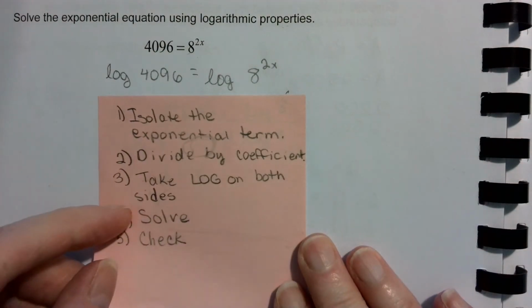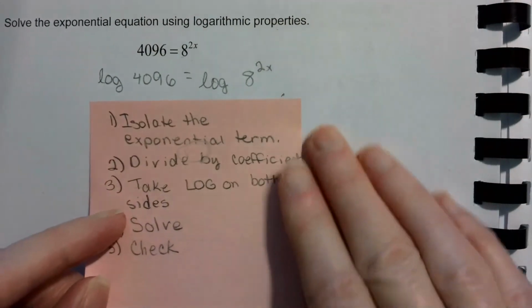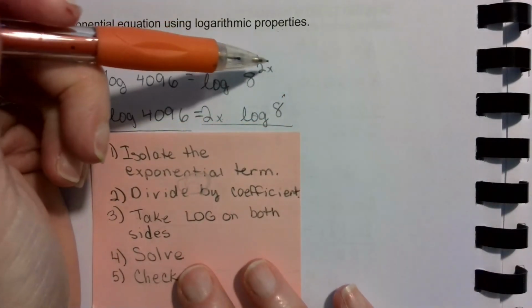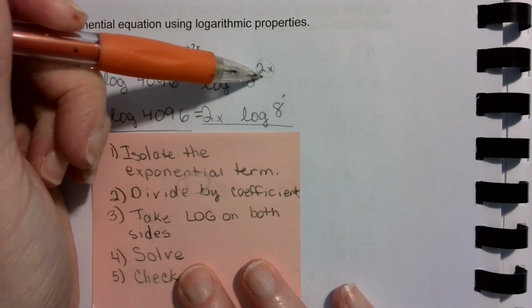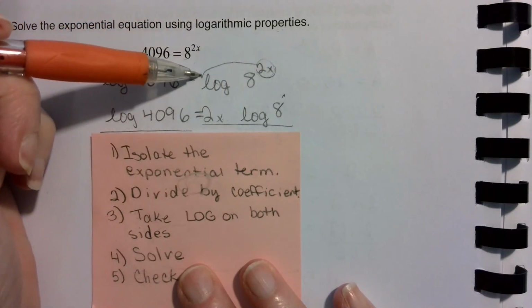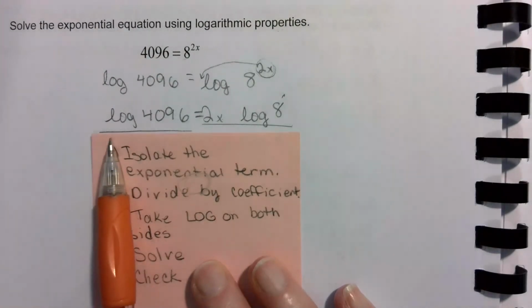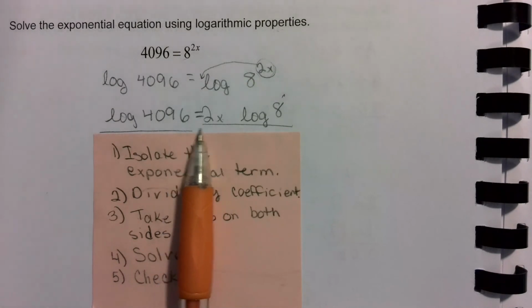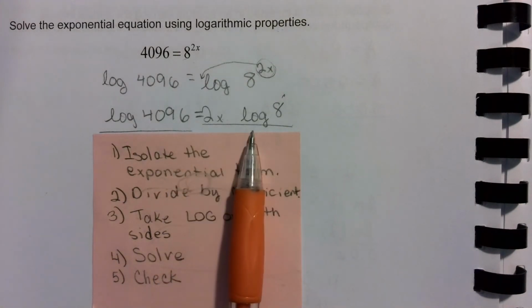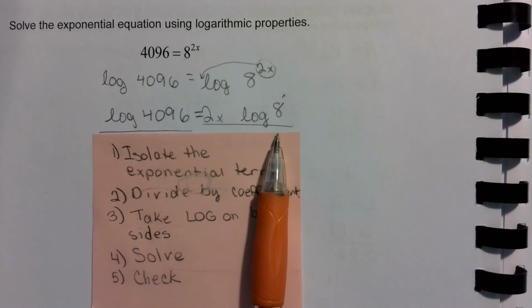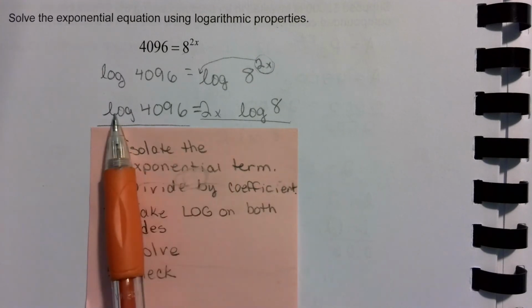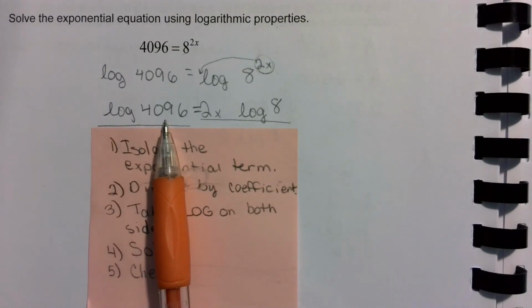So now, after you do that, you can use your properties of logarithms. The whole reason you're doing that is so you can use your property of logarithms to pull this 2x out here in front. So that gives you the log of 4096 equals 2x times the log of 8. Okay, nothing's in the exponent up there anymore. Log of 8 is just a number. Log of 4096 is just a number.